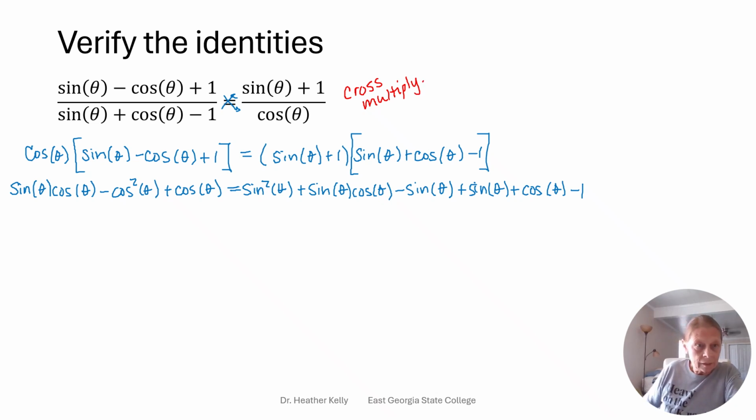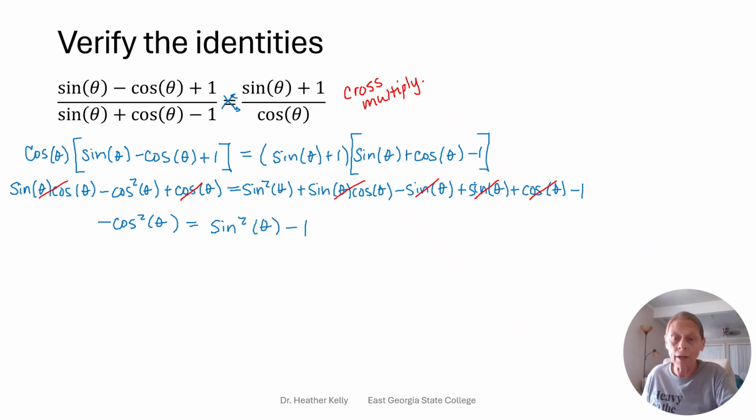Okay, now let's see what can happen here. Well, we've got a sine cosine on this side and a sine cosine on that side, so they cancel. We've got a negative sine theta and a sine theta here. Those cancel. And we've got a cosine on this side and a cosine on that side, so those cancel. So let's just see what we're left with. Negative cosine squared theta on this side, nothing else, equals, and here we're left with sine squared theta minus 1.